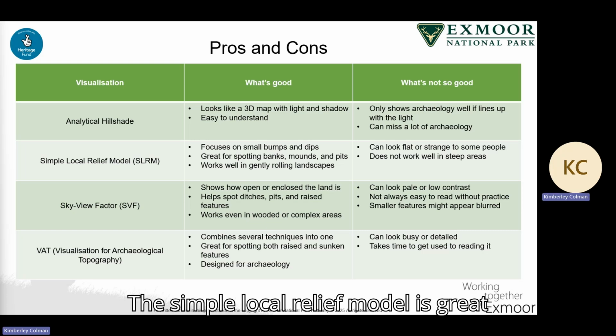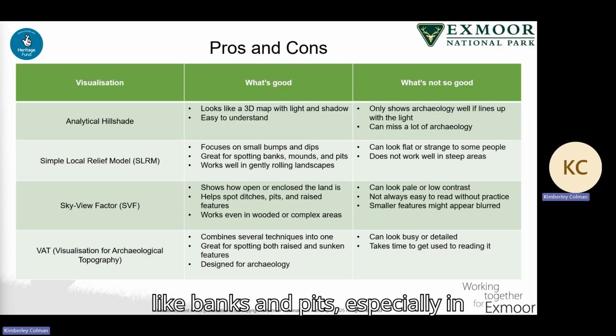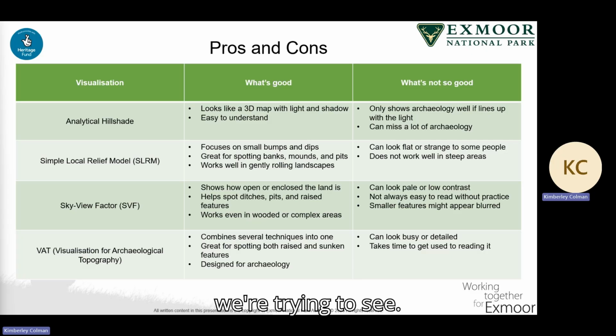The simple local relief model is great for highlighting small bumps and dips like banks and pits, especially in gentle rolling landscapes. However, it doesn't work well in very steep terrain where dramatic slopes can overwhelm the subtle features we're trying to see.